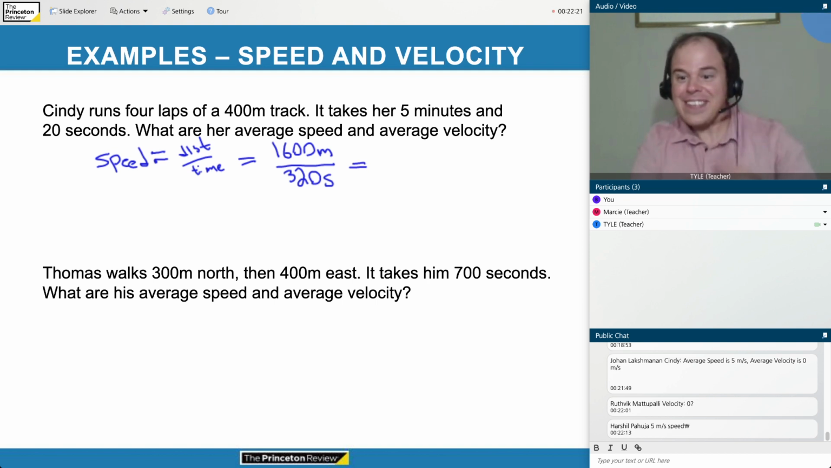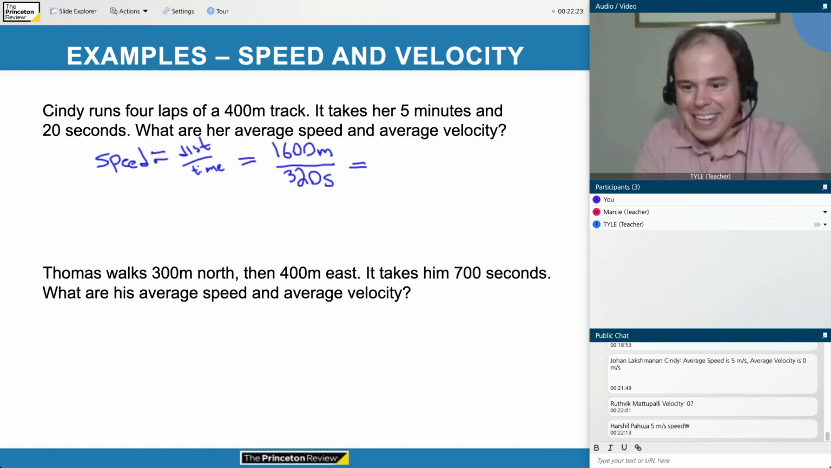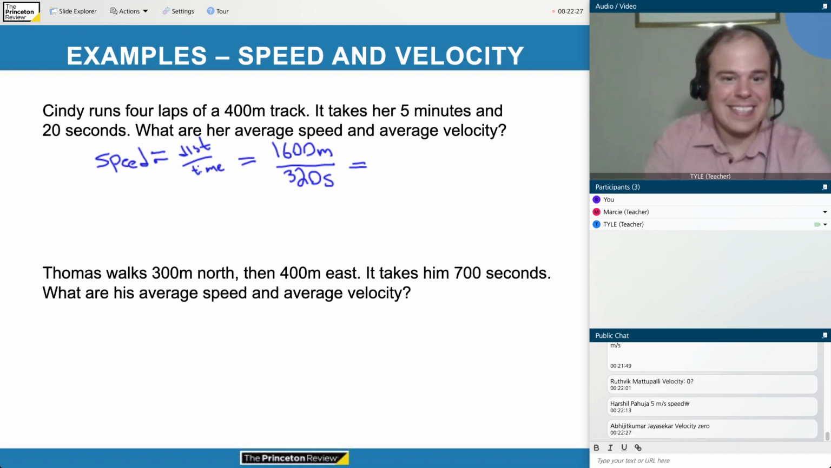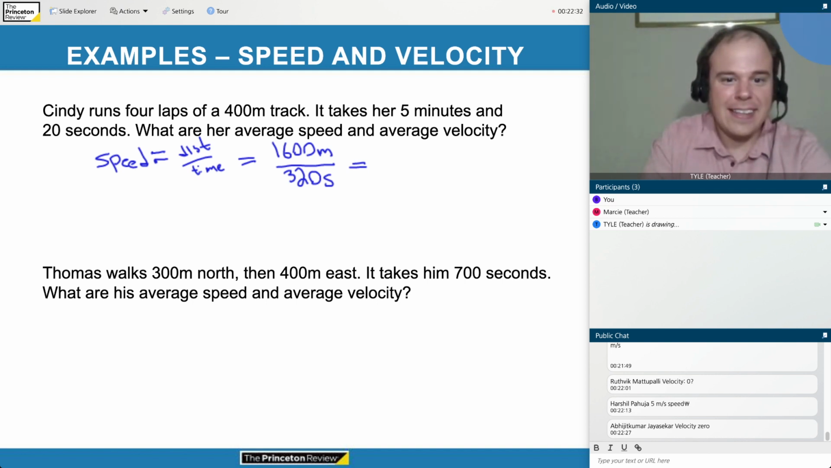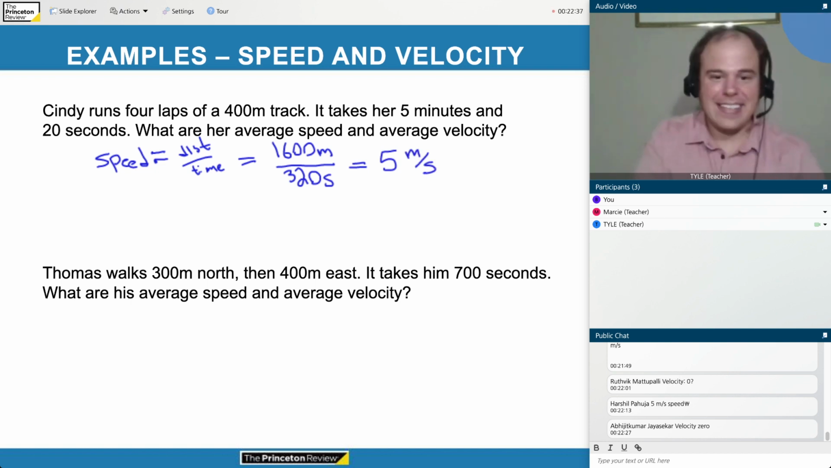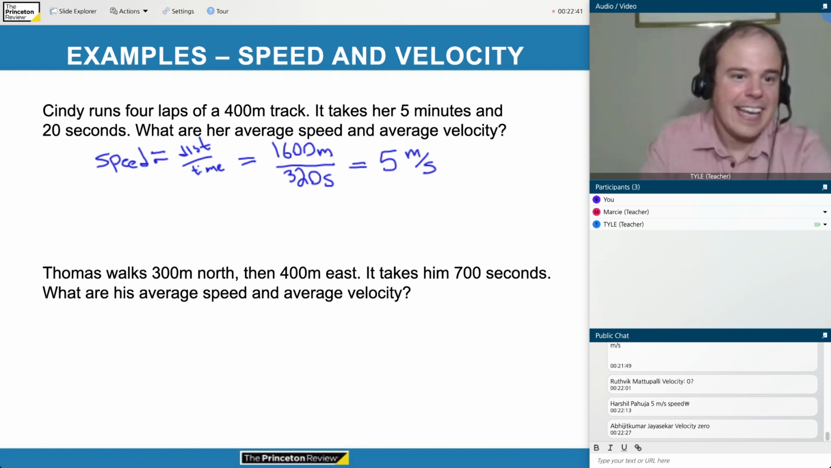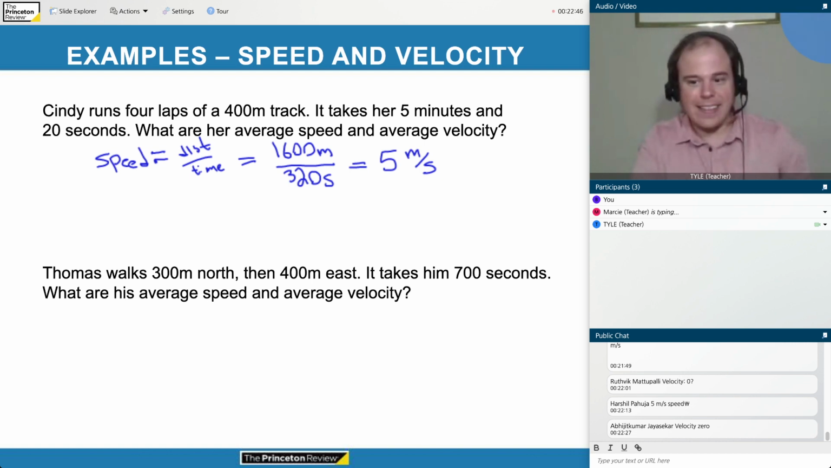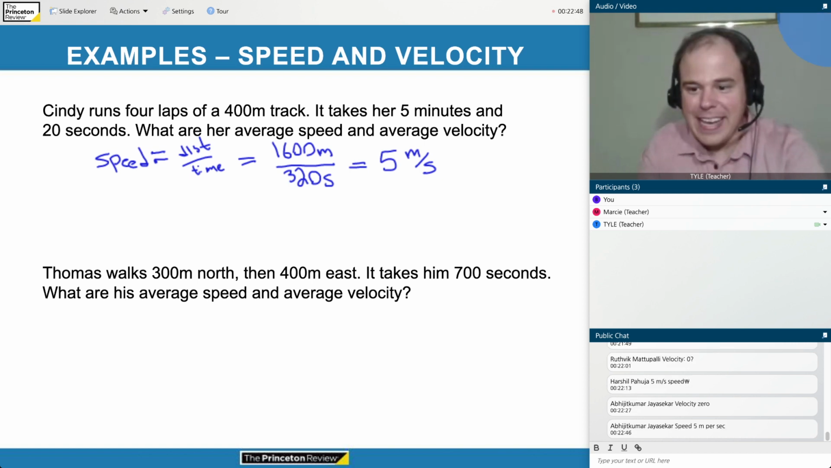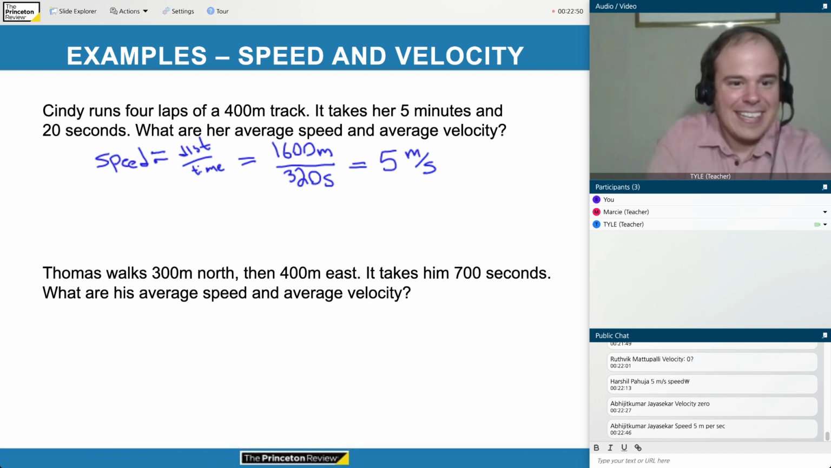And I see, very good. Yeah, I see a couple of answers in the chat. I see that Johan and Ruthvik and Harshal have all said, probably some others as well, that this divides out to 5 meters per second. Fantastic. That's about 11 or 12 miles an hour. Pretty good. And 5:20, that's a pretty good time for the 1,600, especially if, say, Cindy's like a high school athlete. She'll win some meets with that. For those of you who run track. All right.